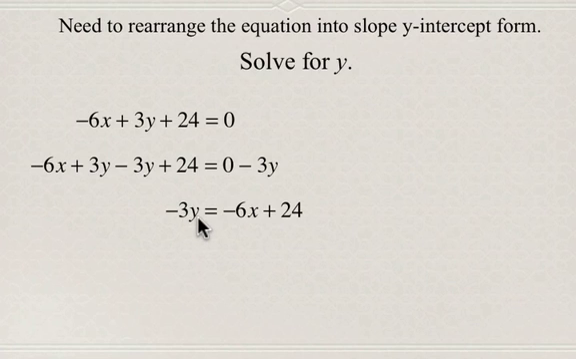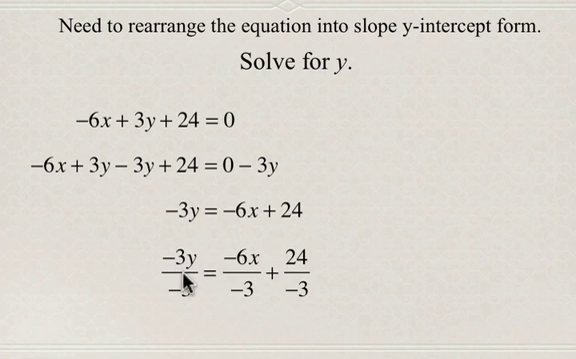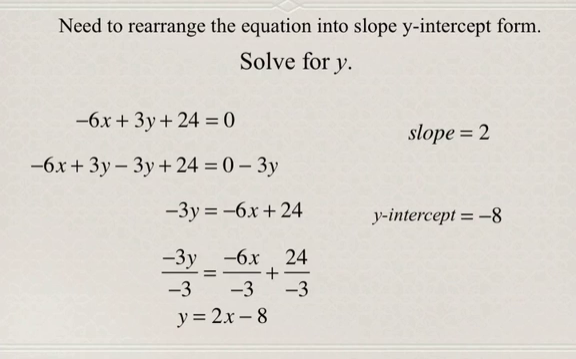Now we have to divide both sides by negative 3 in order to isolate the variable. Negative 3 over negative 3 is 1. Negative 6 over negative 3 is positive 2. And 24 over negative 3 is negative 8. So the equation is y equals 2x minus 8. And recognize that the 2 is our m, and then minus 8 is our b. So the slope of the line is 2, and the y-intercept is negative 8.